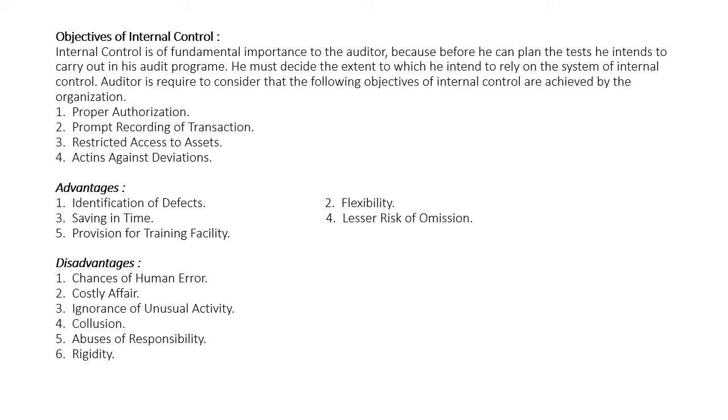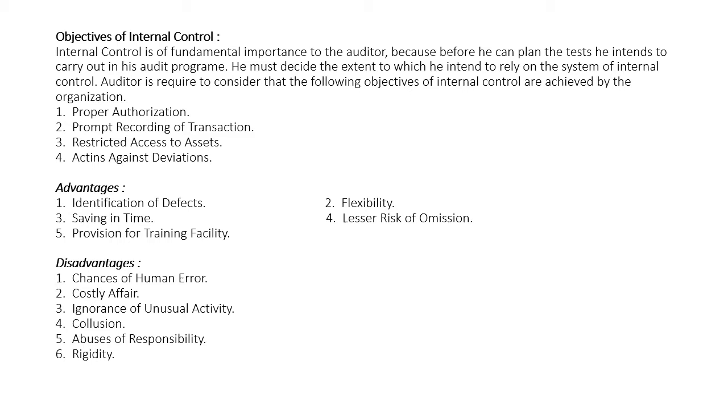And last is provision for training facility. Due to lack of adequate experience, the auditor may face difficulty in establishing a close relationship between the audit program and the internal control system. The system itself provides training facility to auditors to overcome this difficulty. Though there are certain disadvantages, the first disadvantage is the chance of human error.